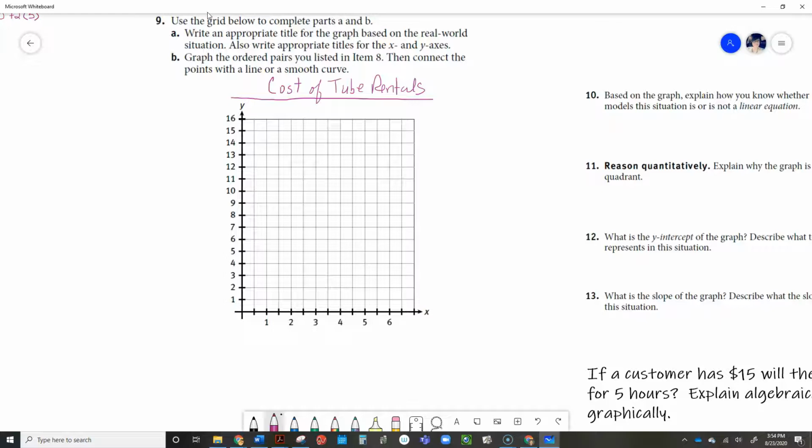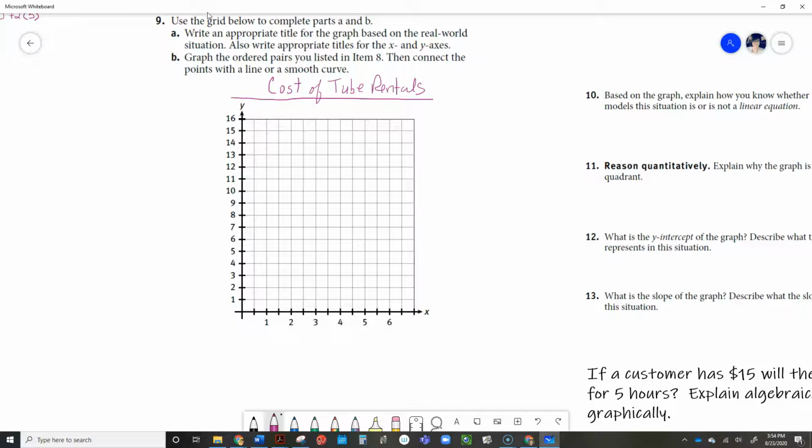You could put on there maybe Sapphire Islands tube rentals, or you could. Nobody's has to be exactly the same, but it does have to be informative of this situation. So write an appropriate title. You're going to be asked to do that on your practice based on the real world situation. Also write appropriate titles for the X and Y axis.